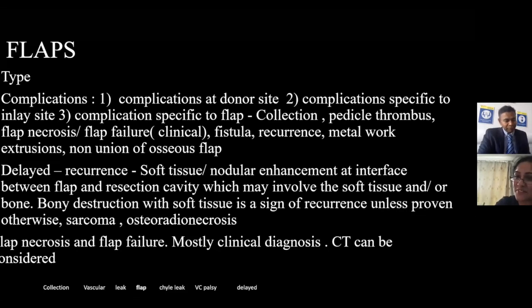So there are different types of flaps. There is osteocutaneous flap and myo and fasciocutaneous flaps. Complications can be because of complications at the donor site, complications at where it's been inlaid, complications specific to the flap itself, which can be collections, pedicles, pedicle thrombus, as I've spoken before, fistulas, recurrences, metalwork extrusions, non-union of the osseous flap. Delayed complications can be recurrences. You can have second primaries. You can have sarcomas, osteoradionecrosis if it's been a radiotherapized field.